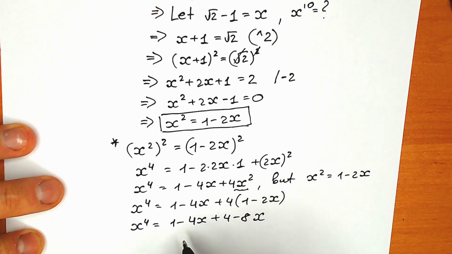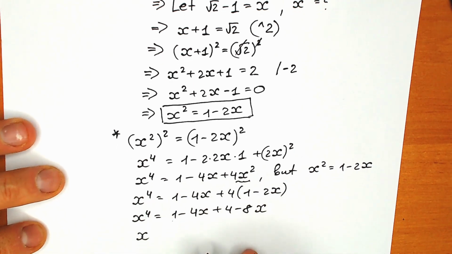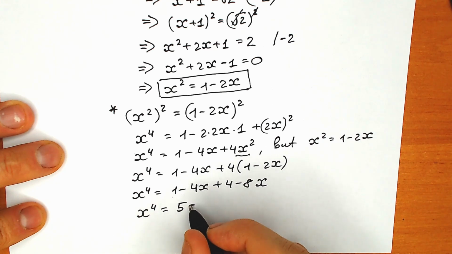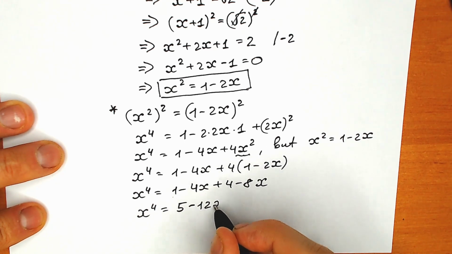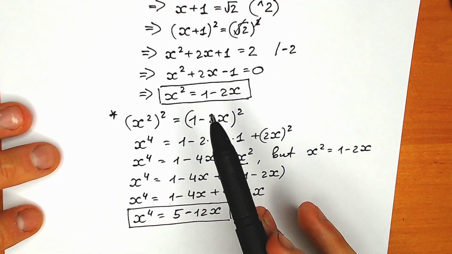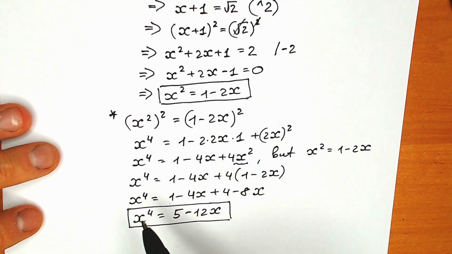Let's simplify this. As a result, we have 1 plus 4 equal to 5. So x to the fourth power equal to 5 minus 12x. Okay, this is an extremely great expression because we can express x to the fourth power in terms of the first power. So as a result, we know everything about x squared. We know everything about x to the fourth power.